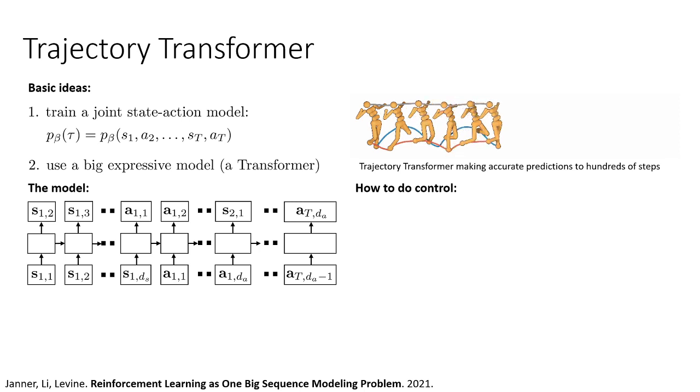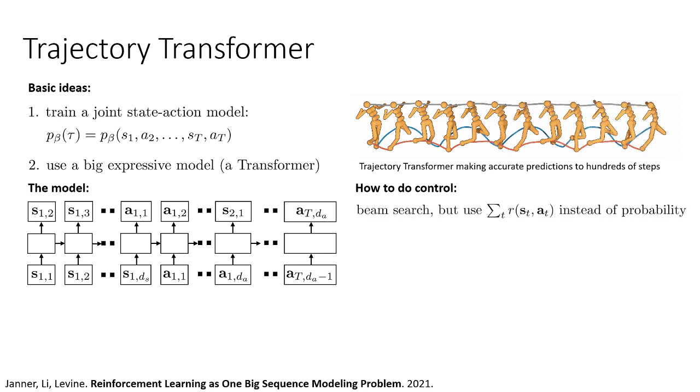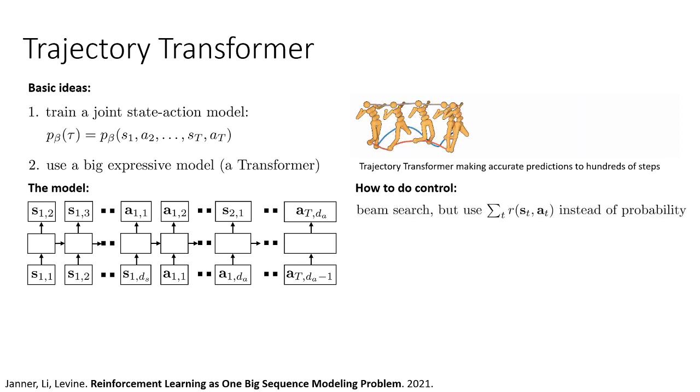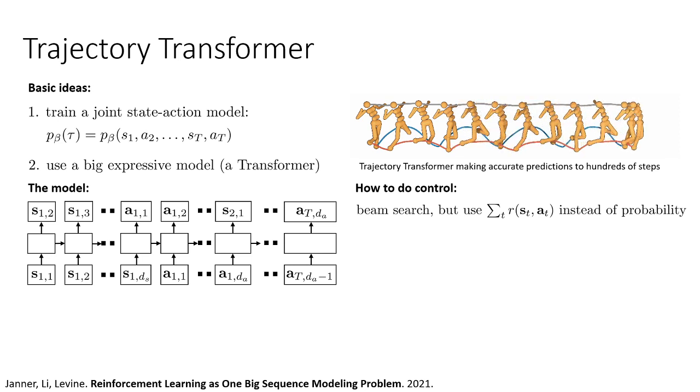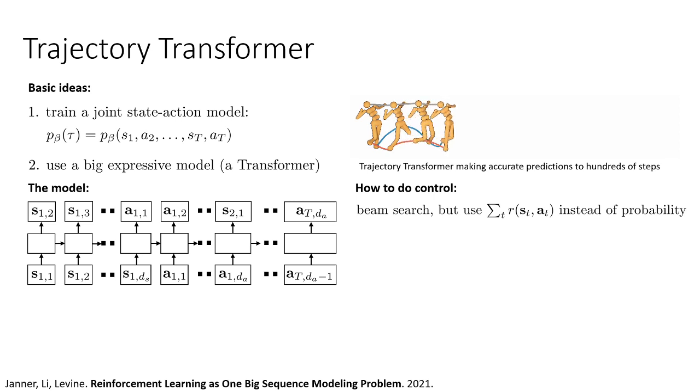And then you can use this model to do planning. You can use many of the same techniques for planning as what we discussed in the model-based control lecture a few weeks ago, but it's important to take the action probabilities into account because you don't want the plan to produce actions that have a low probability under the data. One approach would be to use beam search, which already works quite well with these sequence models, but instead of using beam search to maximize probability, use beam search to maximize the reward.